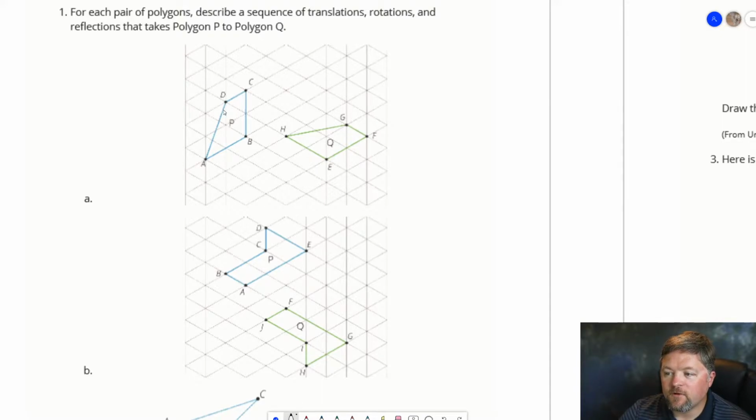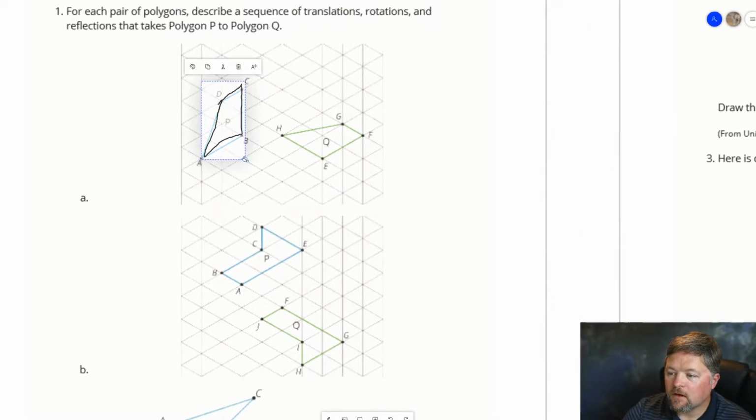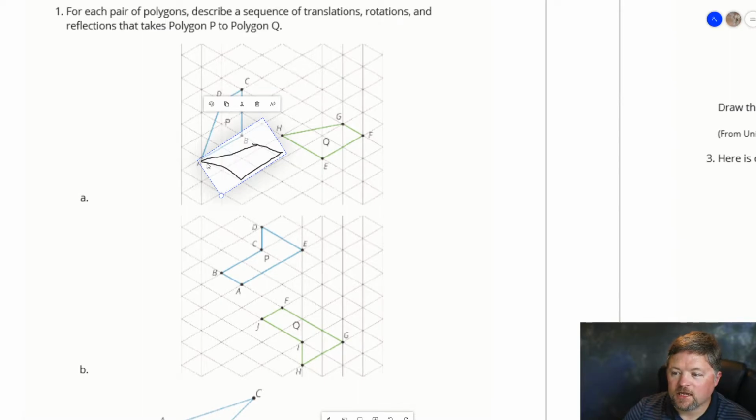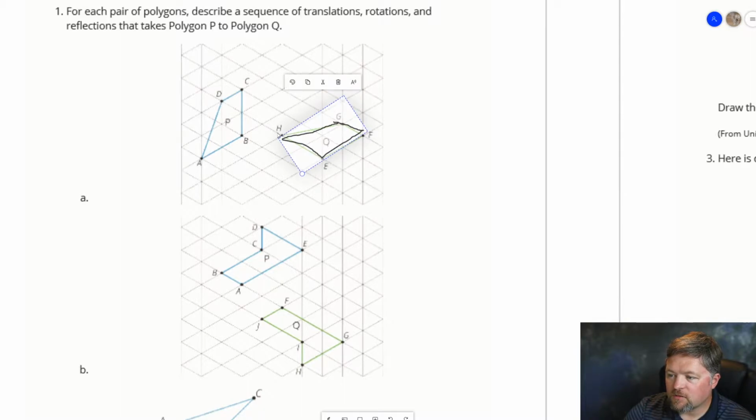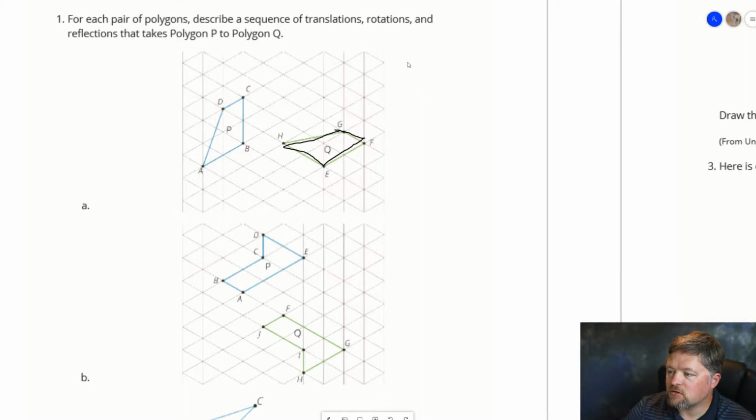This can be helpful if you want to trace it out on tracing paper and see just what you need to do. I know looking at that I'm going to have to rotate it. That's a 60-degree rotation around point A, and then translate it so that point A goes to H.